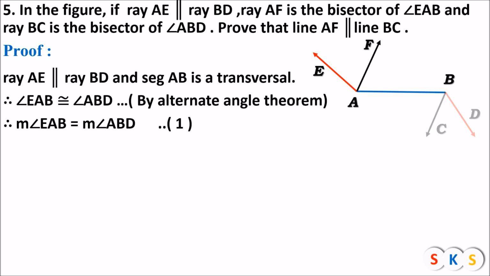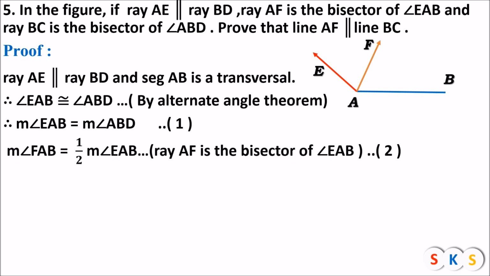Now here, can you see in this figure, ray AF is the bisector of angle EAB. Therefore angle FAB is half of the measure of angle EAB, since AF is a bisector of angle EAB. Equation number 2. Bisector means it divides the given angle EAB into equal angles. Therefore each angle, angle EAF and angle FAB, will be half of angle EAB.